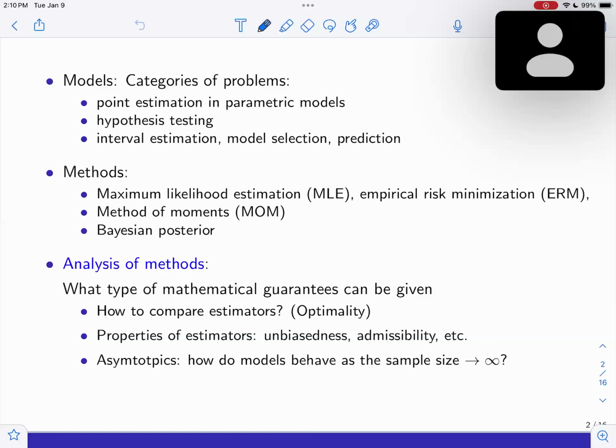We're going to see the models and methods in passing, but the main idea is trying to figure out how to analyze, theoretically analyze. Let's say mathematical guarantees, what type of mathematical guarantees we can give. So for example, how to compare estimators. I'm going to assume that you know some of the stuff, like what point estimation or hypothesis testing is, but we're going to get to that. But how to frame the problems in a mathematical framework so that we can analyze them properly.